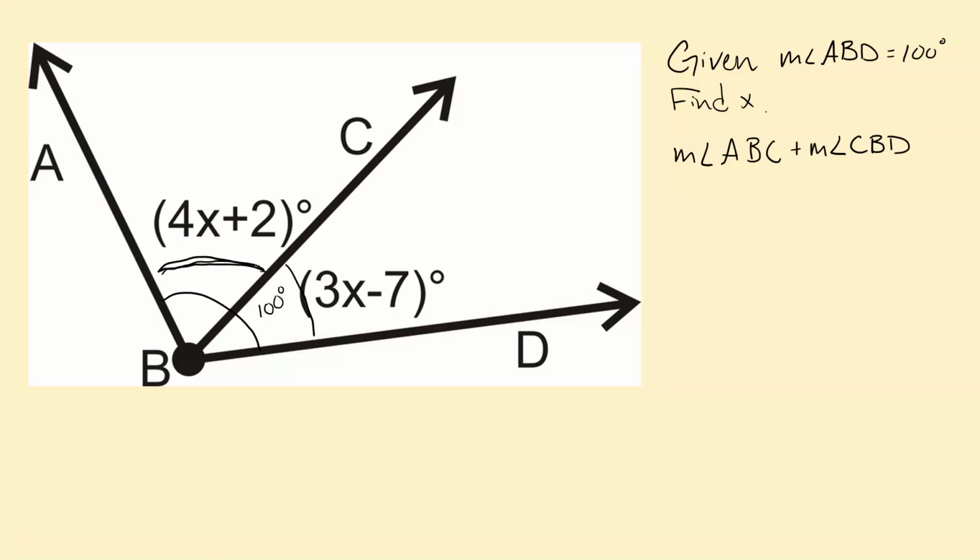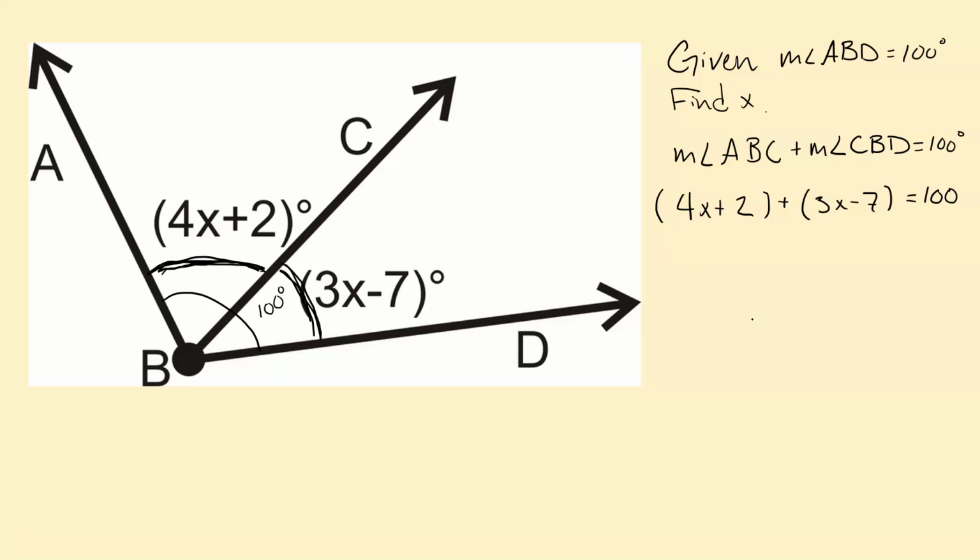So this angle right here, measure of angle ABC, plus the measure of this angle right here, measure of angle CBD, equals 100 degrees. So now we can convert that to our algebraic expressions. The measure of angle ABC is 4x plus 2. And then we want to say plus, I'm going to go ahead and put this in parentheses, plus the measure of angle CBD is 3x minus 7, and that equals 100.